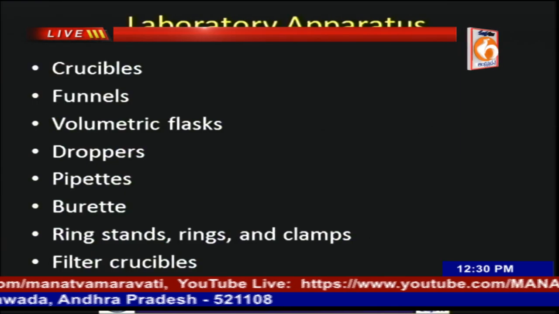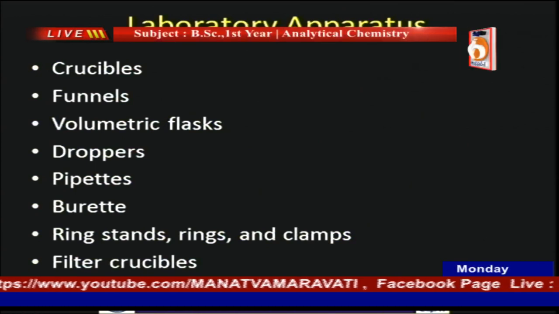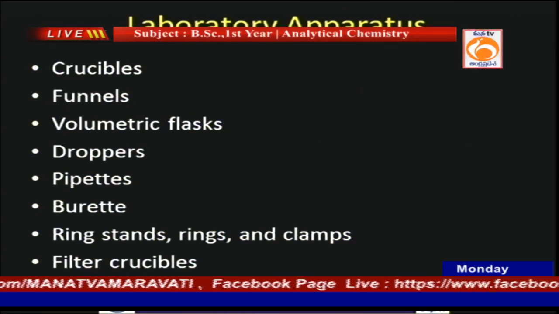While you are trying to do a volumetric analysis in an experiment, your error plays a lot of role, and your way of doing the analysis will show as absurd. So you need to take the help of a dropper at the final stage of filling the volumetric flask with a solution. Pipettes for pipetting, burettes for various titrations, ring stands, rings and clamps. This is basically to fix your burette in a laboratory for doing the titrations.